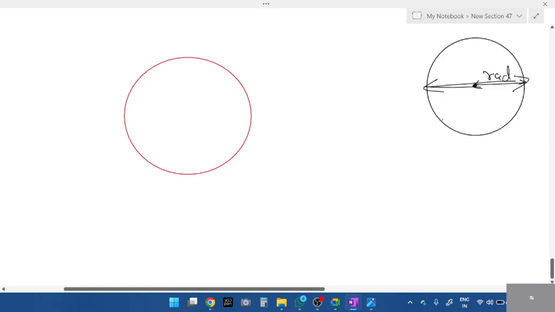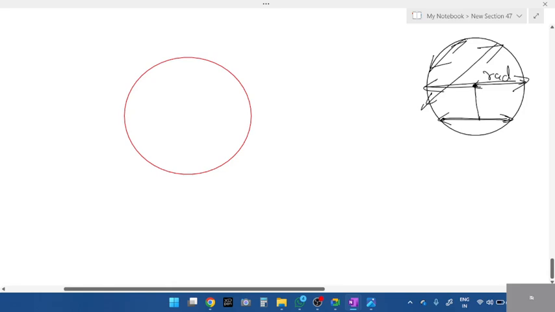There's another main concept called chord. A chord will not pass through the center. I mean, any line which touches two sides of the circumference, we call it a chord. This is a chord. This is a chord. Like this, if I draw it, it is a chord. Diameter is also a chord. Understood?